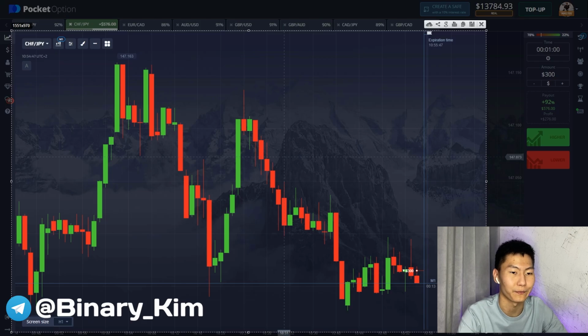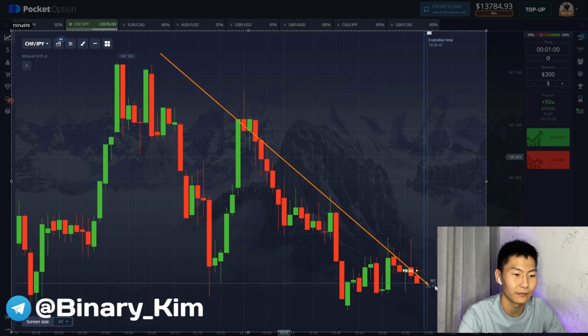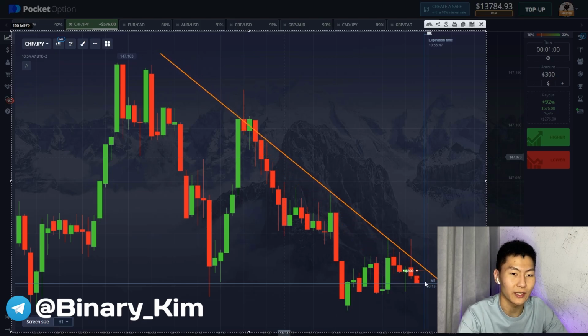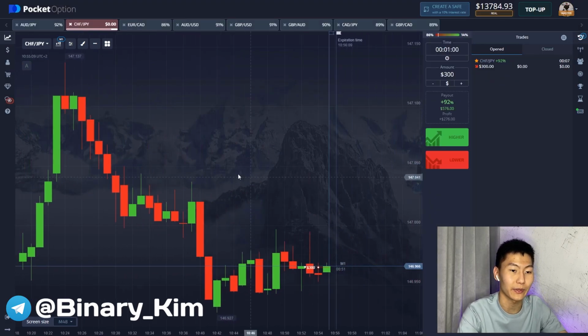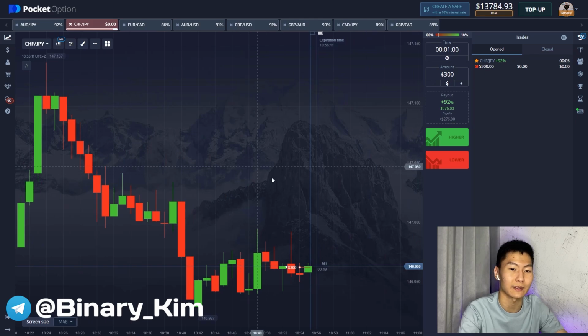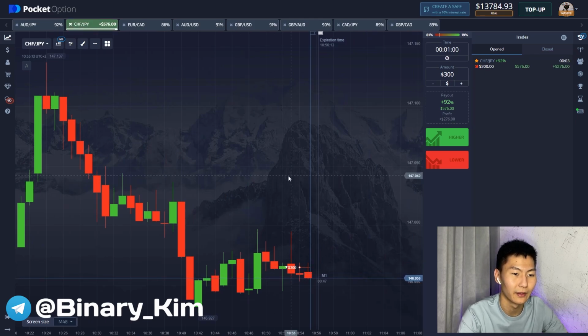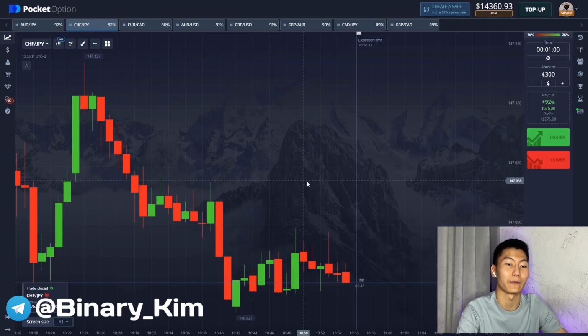Look at this downward dynamics. And we are just opening with this trend, as simple as that. After this pullback, we open a short with the current trend, and that's it as far as it goes. Let's wait for the outcome. There are several seconds left before the closing. And there we go. We are in the profits.